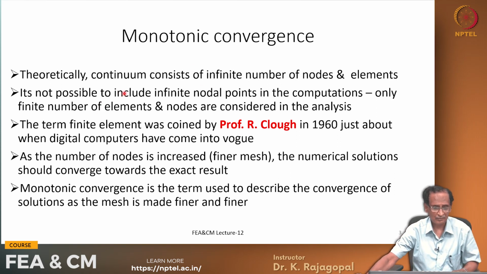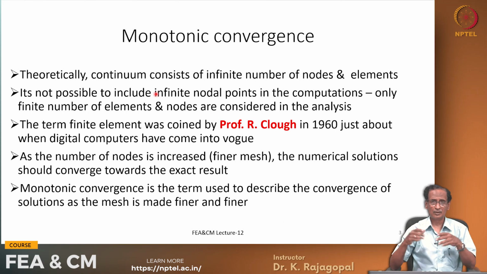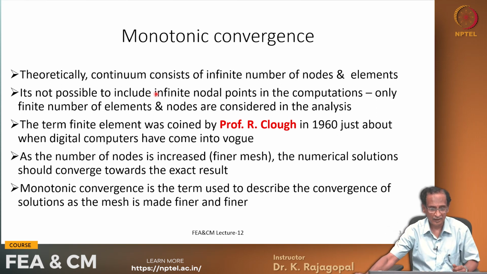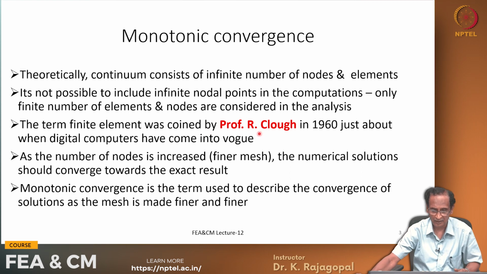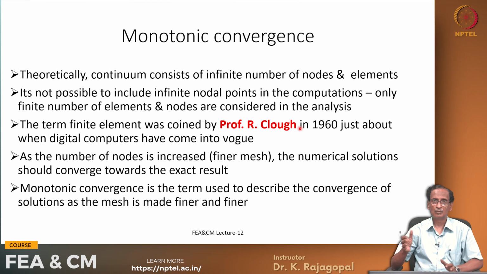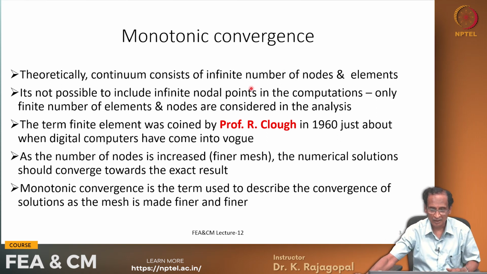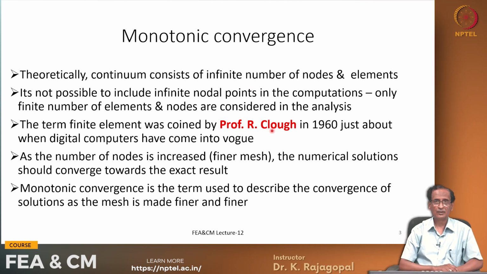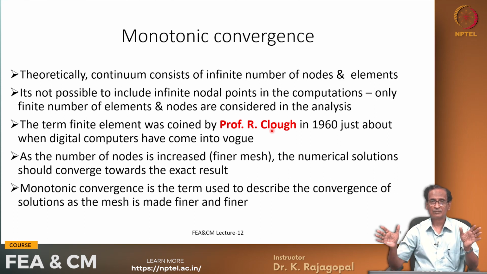Theoretically, the continuum can have an infinite number of nodes and elements, but it is not possible to include infinite numbers. We can only include a finite number of nodes and a finite number of elements. In fact, the term finite element was coined by Professor Clough in 1960. That is just about the time when digital computers were coming in, and the power of the computers was also gradually increasing. In those days it used to increase exponentially, but now it has more or less stabilized. Professor Clough coined the word finite element because actually we can have infinite elements and infinite degrees of freedom, but we are considering only a certain finite number of elements.